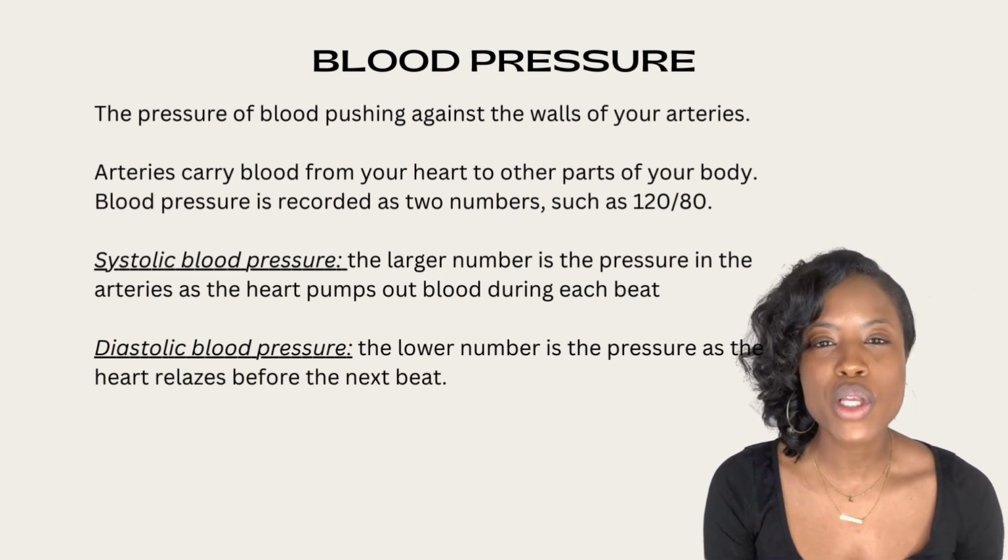That is textbook, 120/80. When you look at that, the top number is the systolic blood pressure. The systolic number, or the top number, is the larger number. Systolic pressure is the pressure of the arteries as the heart pumps out blood during each beat. The diastolic number is the bottom number, and this number represents the pressure as the heart relaxes before its next beat. Again, it is the smallest number.